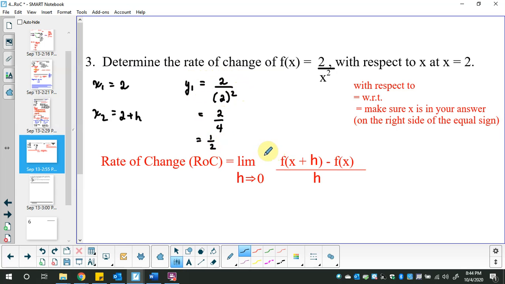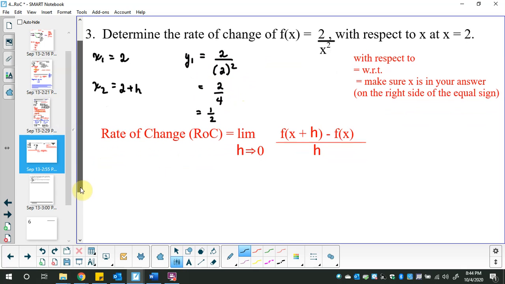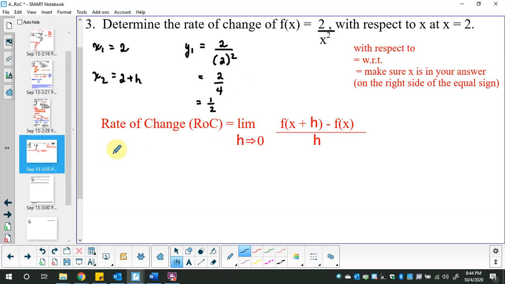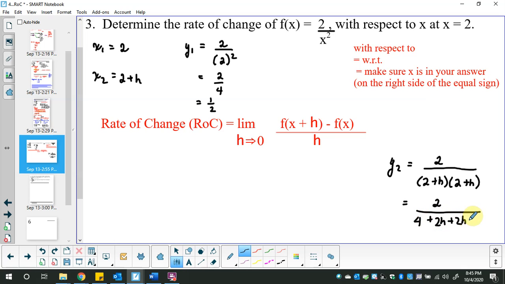And then a little clunkier, I'm going to put it down here so I'm not squishing too badly, is we have to figure out y2, which is 2 over (2 plus h) squared. And I'm not sure I have to yet, but I'm a pretty good foiler, even though it is annoying. So I'm going to foil this here instead of part of the larger question.